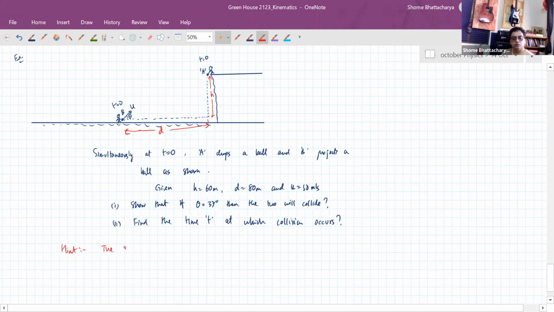The motion of B in A's frame, or A in B's frame, is with a uniform relative velocity. Okay. So that makes it much easier to solve.